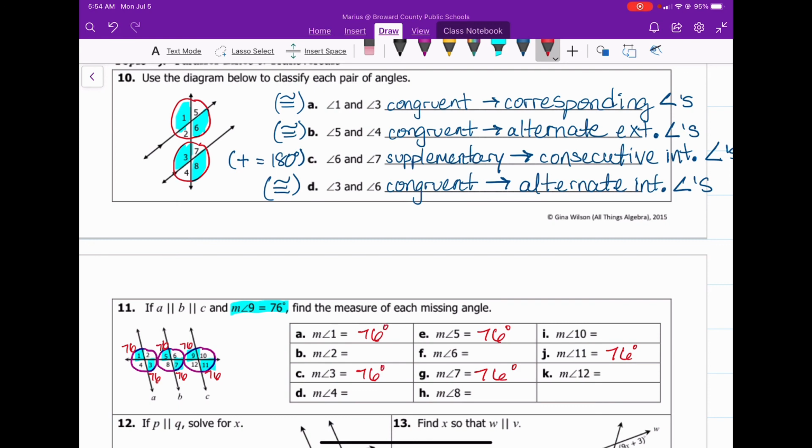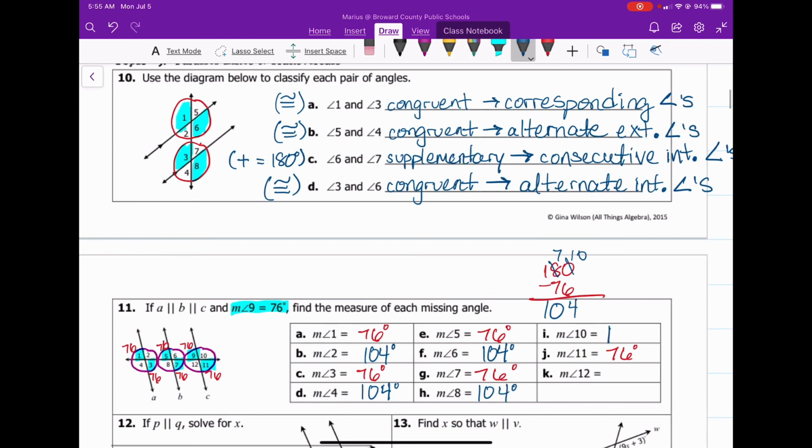Now, if we want to find the other angles, we simply need to do 180 minus 76. All of these angle pairs, 9 and 10, 12 and 11, 5 and 6, 7 and 8, 3 and 4, 1 and 2, they're all supplementary, which means that they have to add to equal 180. So when we subtract, that is going to give us 104. Okay, so that means that all these other angles, all the even number angles, are 104 degrees. Okay, and that's how you do that.